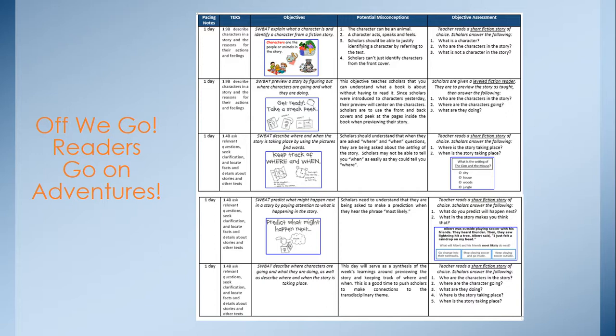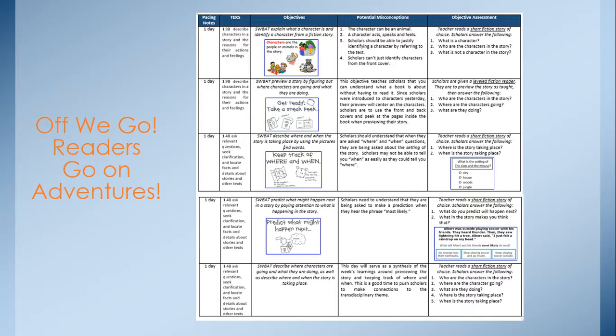Next, scholars will learn how to preview a fiction book. So I included this objective this year because I wanted scholars to learn early on what they need to look for and think about when they first pick up a fiction book. The preview will center on the characters, figuring out where the characters are going and what they're doing. It's important to understand with this objective that scholars are not actually reading the text to preview it, but just using the pictures. The aim here is to shift scholars from labeling this as a picture walk to describing the action as previewing the story.